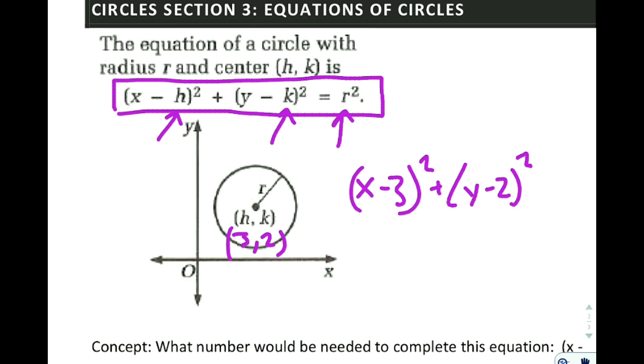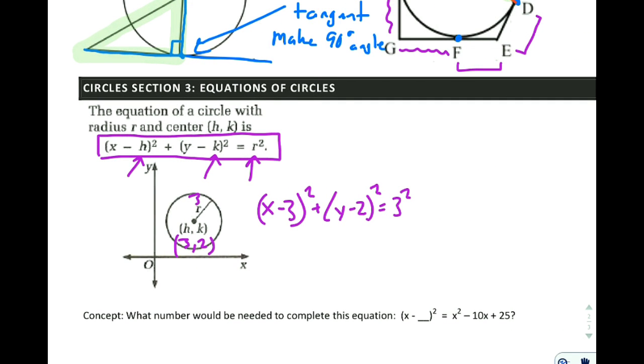And if our radius was, let's say, let's use 3 as our radius. Radius is 3, so r squared would equal 3 squared, or would equal 9. That's the way you're going to see the formula for a circle written out.